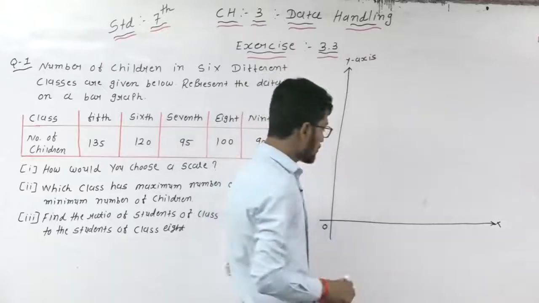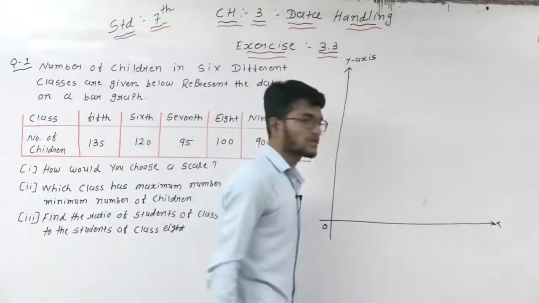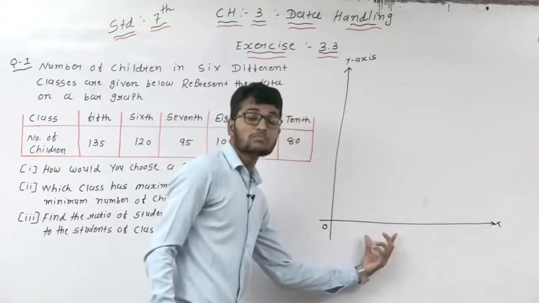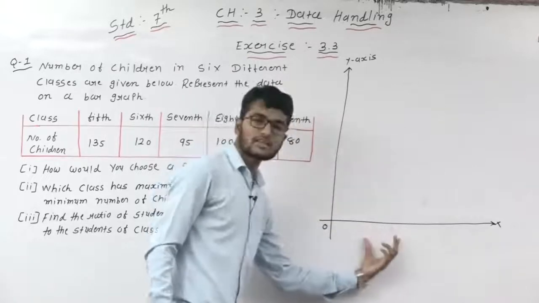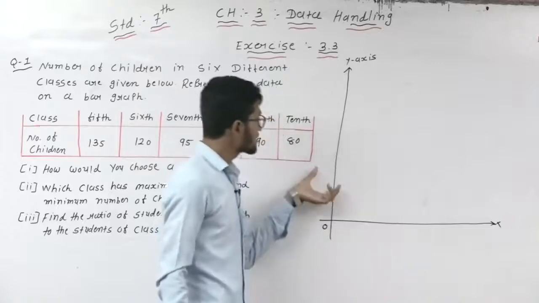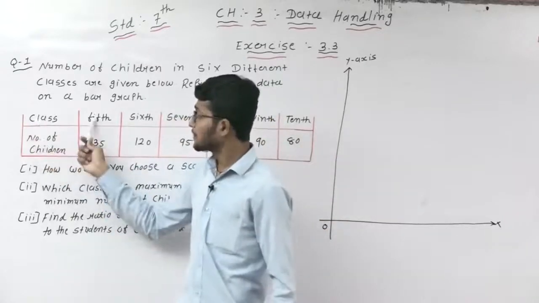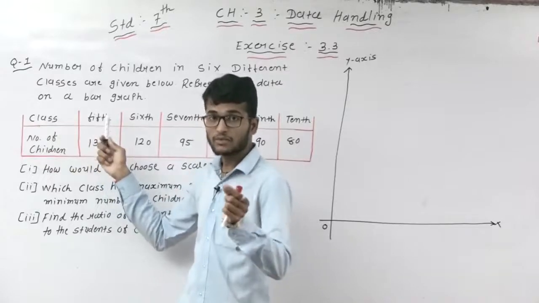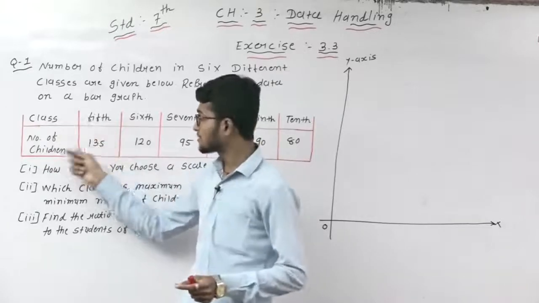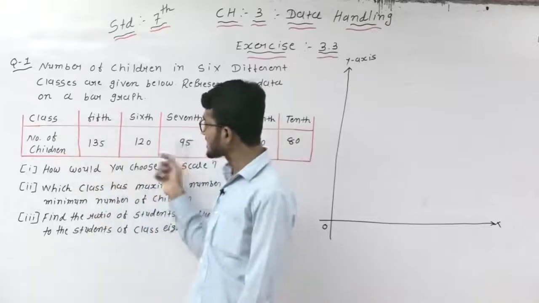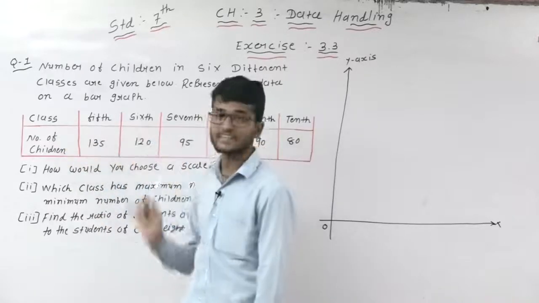Right? So we will discuss it in the first video. The x-axis represents the name and the y-axis represents the number. So here is the name, 5th class. This one is one type of name, it means class name. And this one is the number of children, it means numbers. So this value is represented on the y-axis and this value is represented on the x-axis.